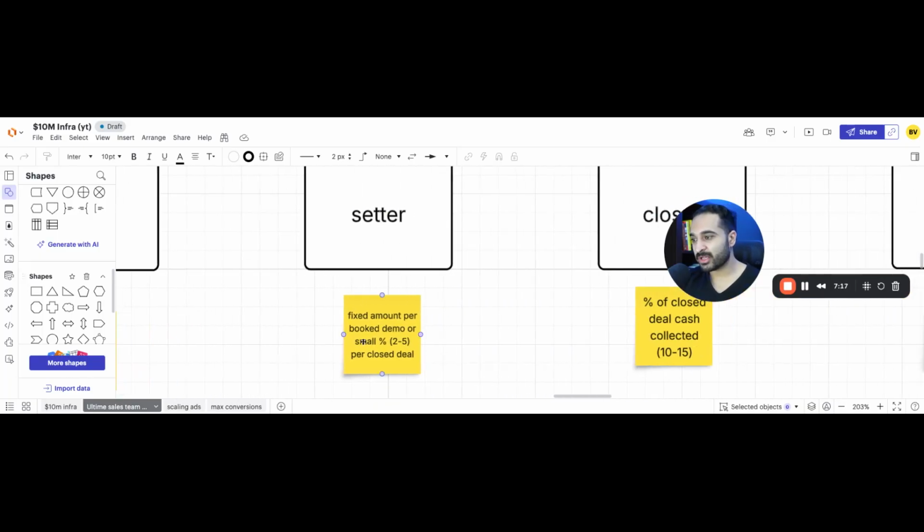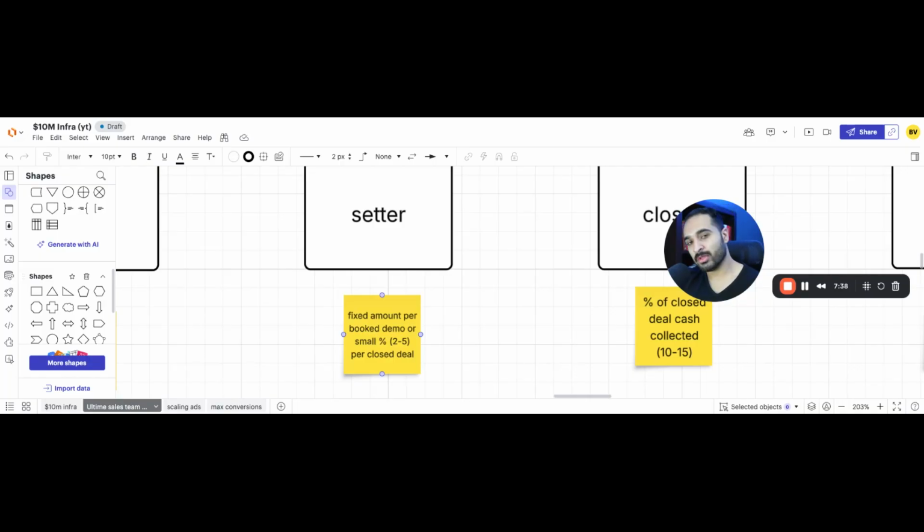Same thing for a setter. They can either get a fixed amount per booked demo, like the SDR, or you can pay them a small percentage per closed deal, my favorite. But again, we leave this up to the setters. Some setters want to see a consistent stream of income coming in. So if we're paying them $50 per appointment, we'll pay them that.